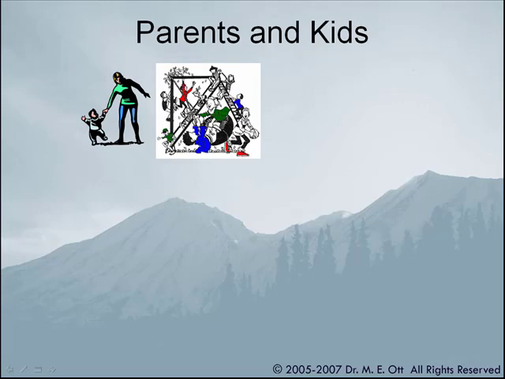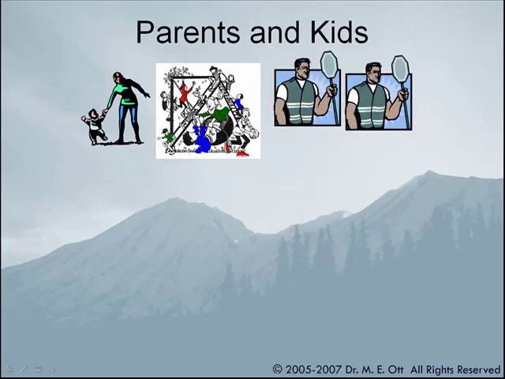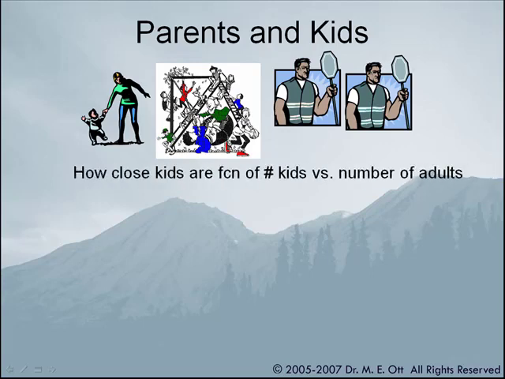What happens, though, if we add a few more adults? Maybe a couple. As we add more adults, if we keep the same number of kids, the more adults we have, the tighter we can draw them all back in and keep them closer, since we have more people to take care of them. So how close the kids are is a function of not only the total number of kids in the system, but also the number of adults.